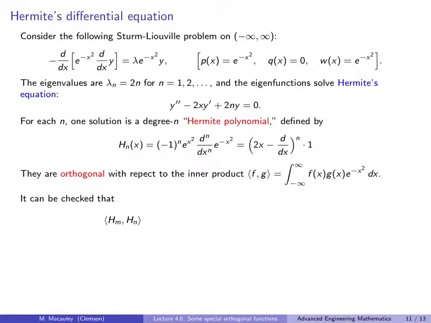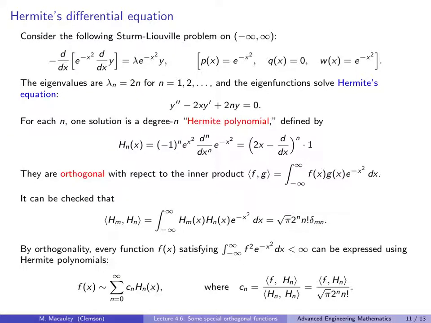If you compute the inner product of two of these polynomials, so say Hm and Hn, by definition that's the integral over the whole real line of their product times e to the negative x squared dx, you actually get a very simple formula. You get the square root of pi times 2 to the n times n factorial times the Kronecker delta. So again, this is 0 if m and n are different, and 1 if they're the same.